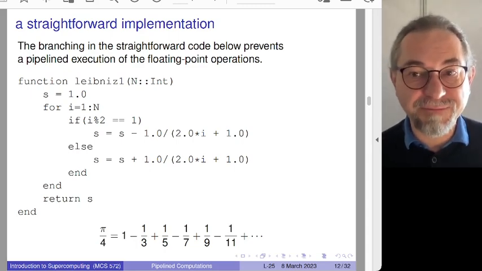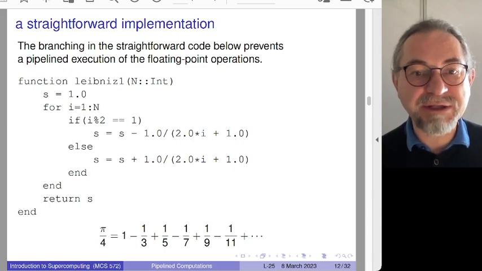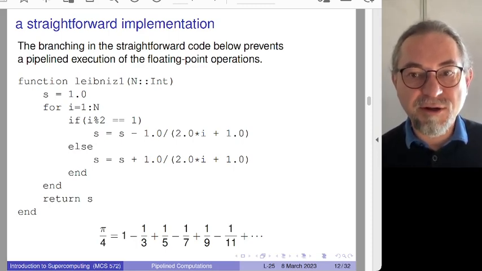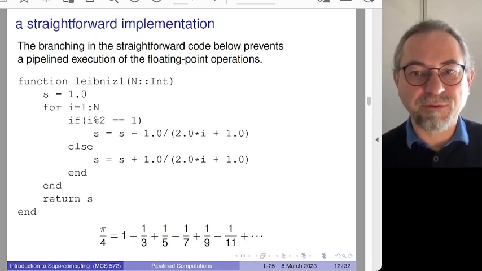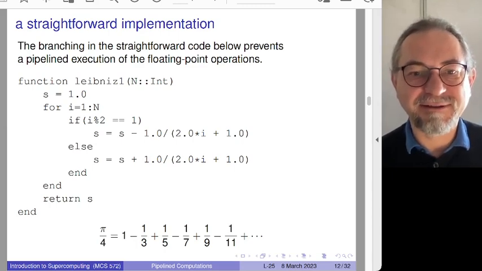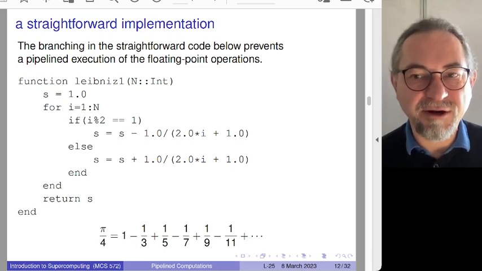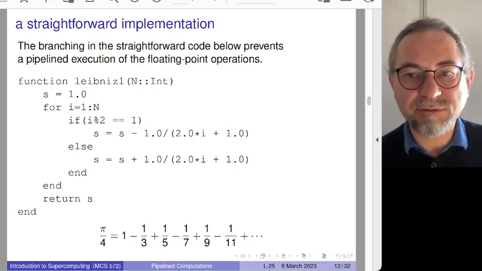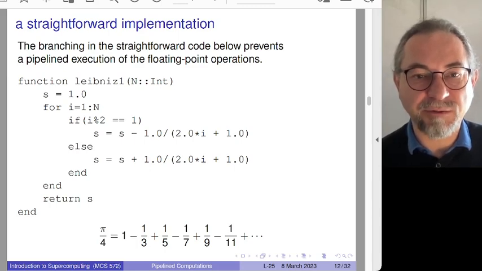Also because we have different instructions. So we have a minus and we have a plus sitting there. Now it could very well be that on some chips there are multiple floating point units, and you could imagine that the minus and the plus could be going to separate ones, but it's very hard for a compiler to figure this out. So this is a straightforward implementation, and as we will see, it's not really an efficient one.